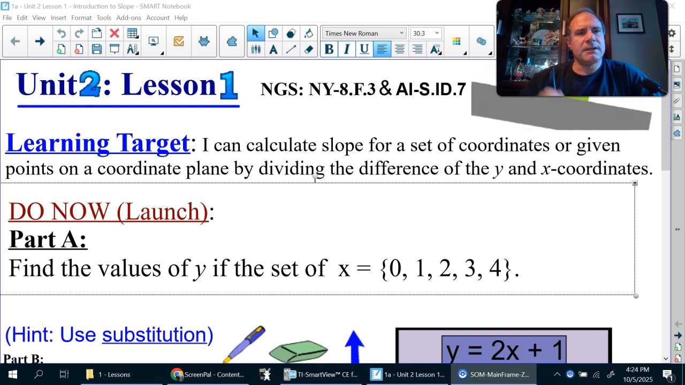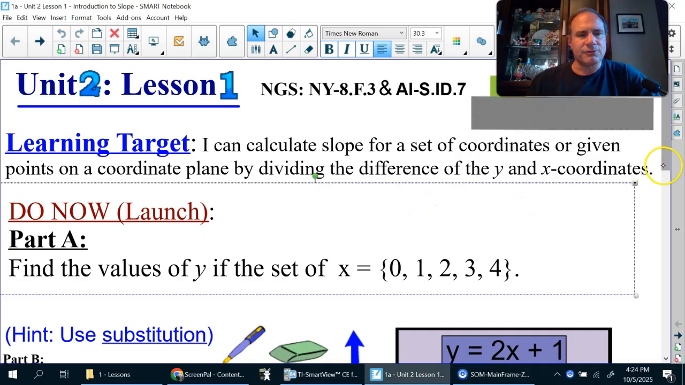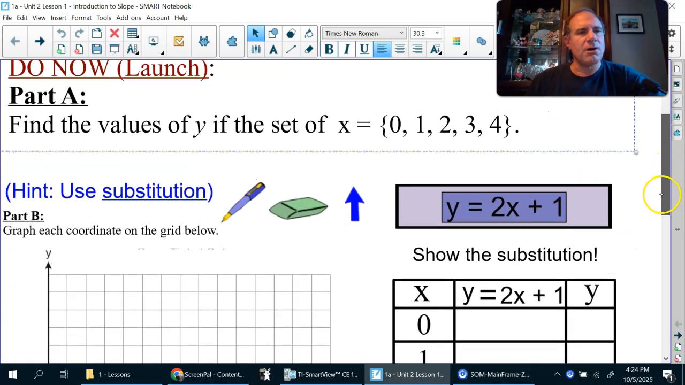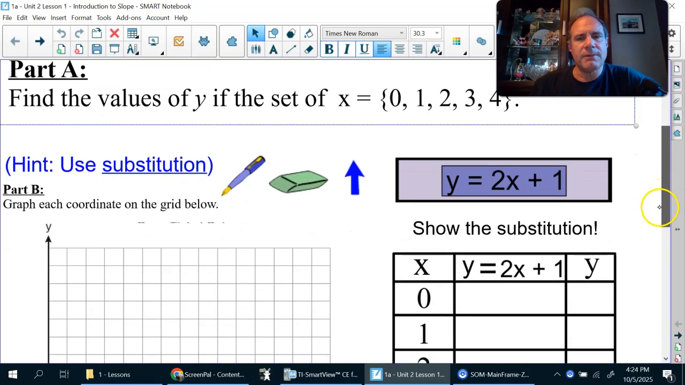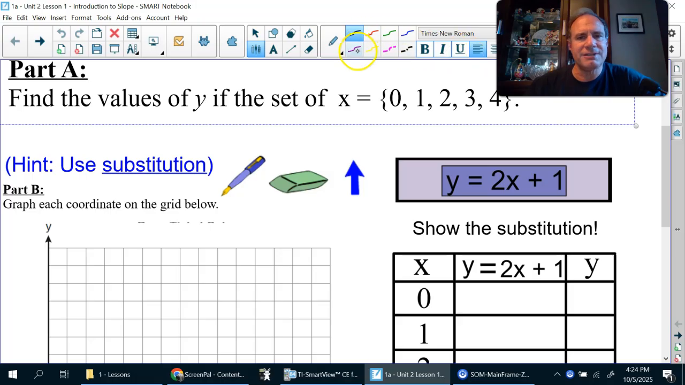Hello everyone. In this lesson we are going to calculate slope for a set of coordinates or given points on the coordinate plane by dividing the difference of the y and x coordinates. But first, let's go on to the launch, and we have inputs for the x right here. So every time you see an x, this is called an input.